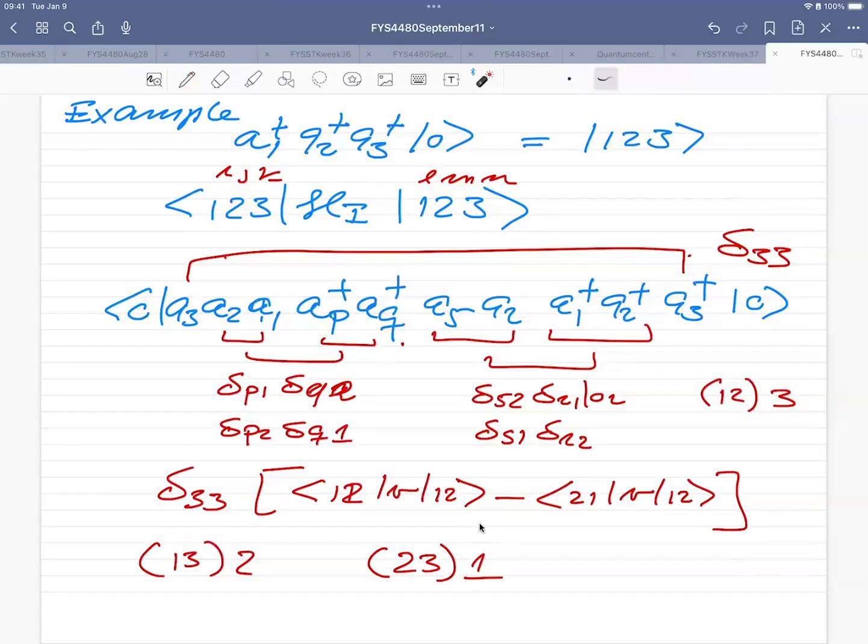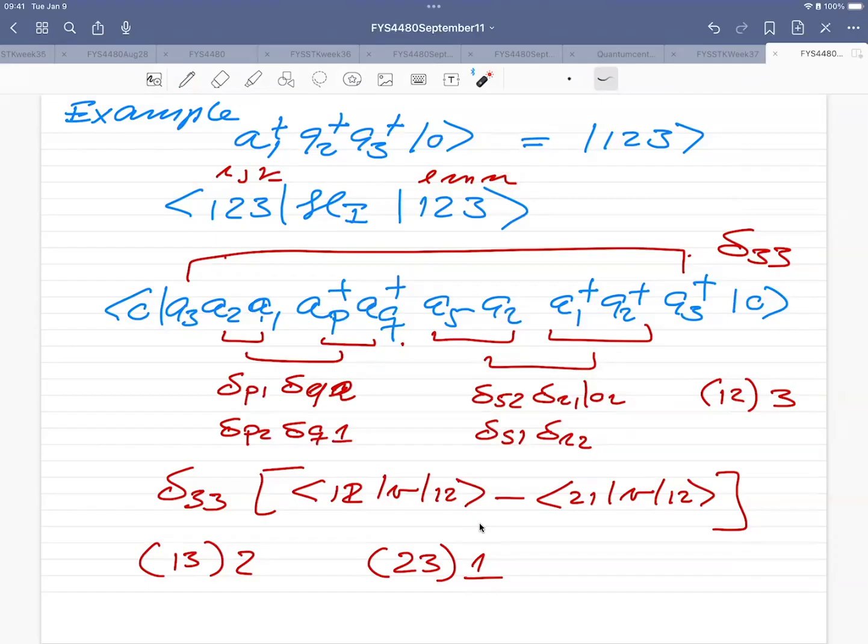If you now were to replace this with a state here which is different, or rather two states which are different, which still gives a non-zero contribution, then you have to be a little bit more careful because you will get more terms to look up.